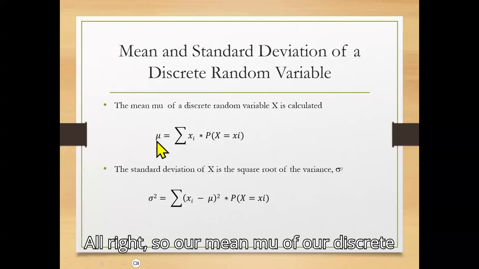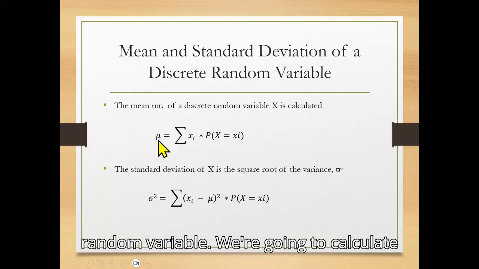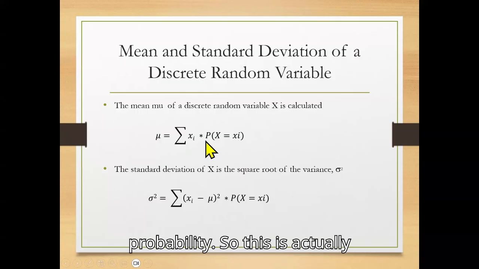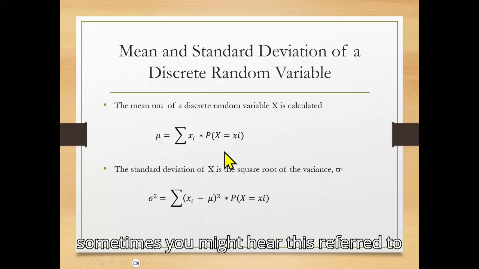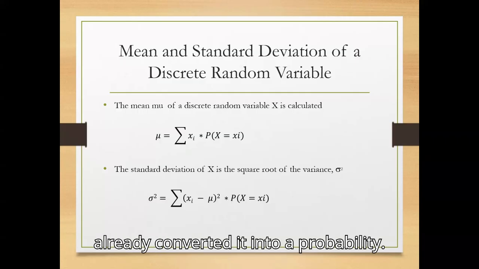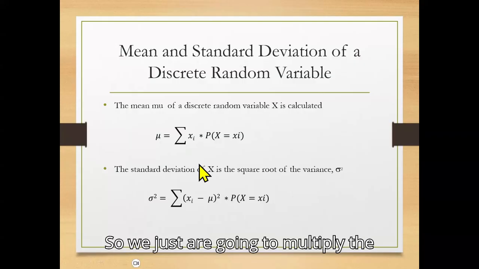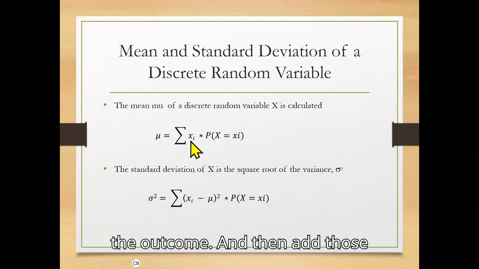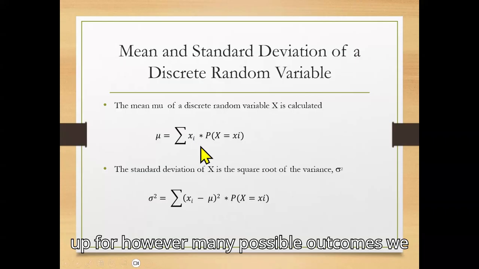All right, so our mean mu of our discrete random variable, we're going to calculate by taking the sum of each value of the possible outcomes multiplied by its probability. Sometimes you might hear this referred to as a weighted average. We don't have each of the actual outcomes; we've already converted it into a probability. So we just multiply the probability times the value of the outcome, and then add those up for however many possible outcomes we have.